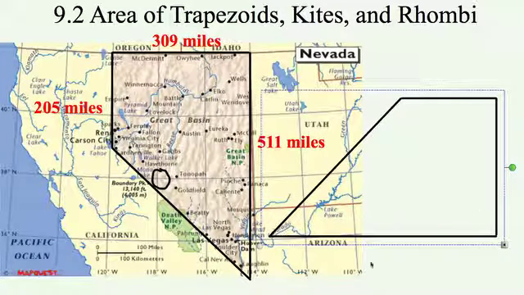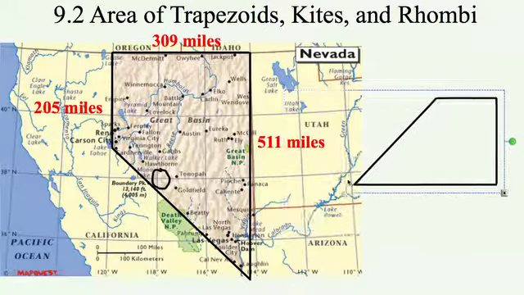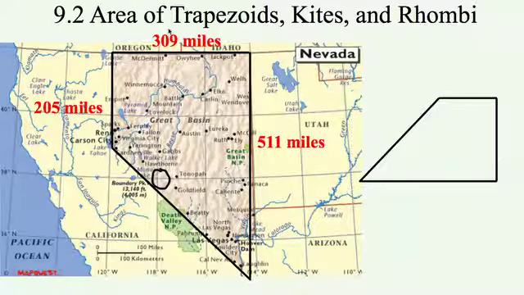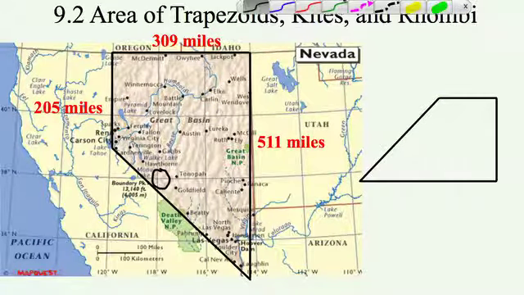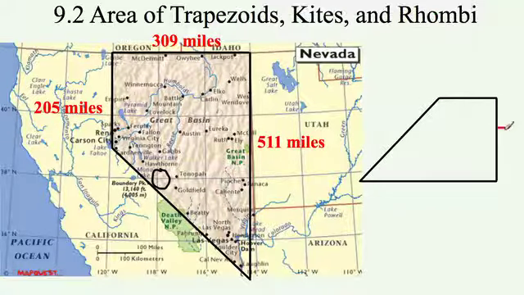I got this trapezoid here, and I'm going to shrink it down, but I'm going to label the parts of it. So the one side over there was 309. Let's go ahead and put that on there for us. So this is 309. Up top was the 205, and on bottom was the 511. So if you want to spin it around, but it doesn't matter.